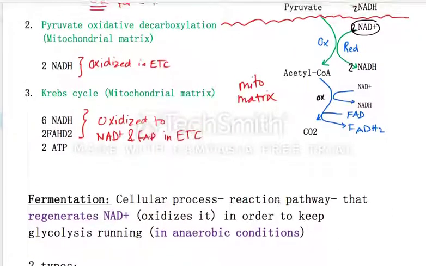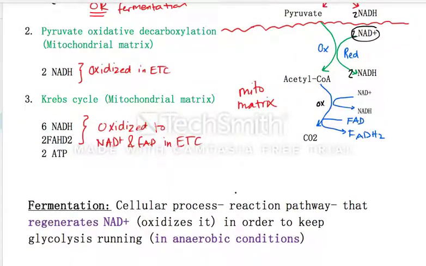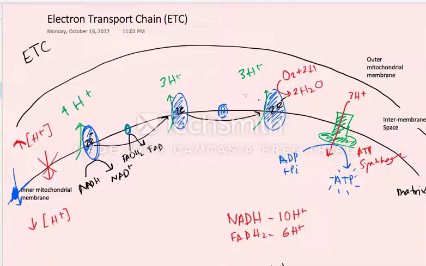Now, fermentation is a process that would regenerate NAD+ in case of anaerobic conditions. The oxygen in the electron transfer chain is the final electron acceptor. Actually, let me show you a picture here. This is from a video that I explained to you earlier.